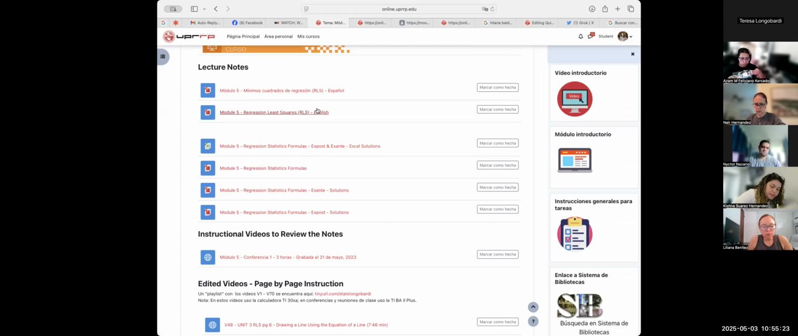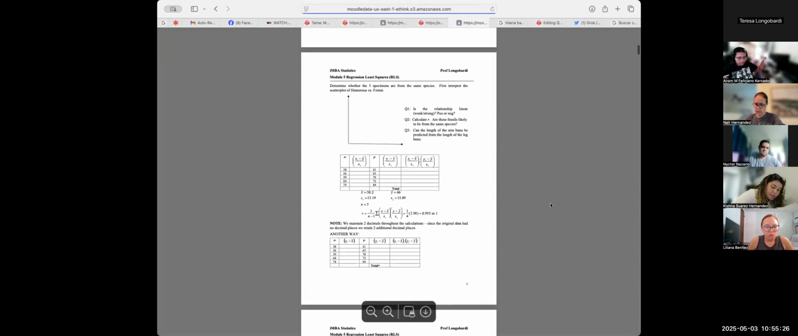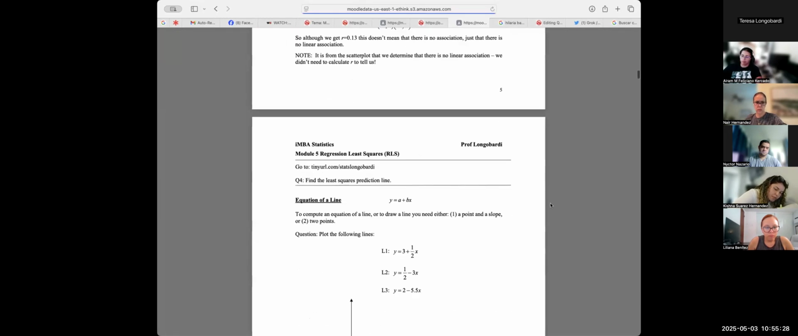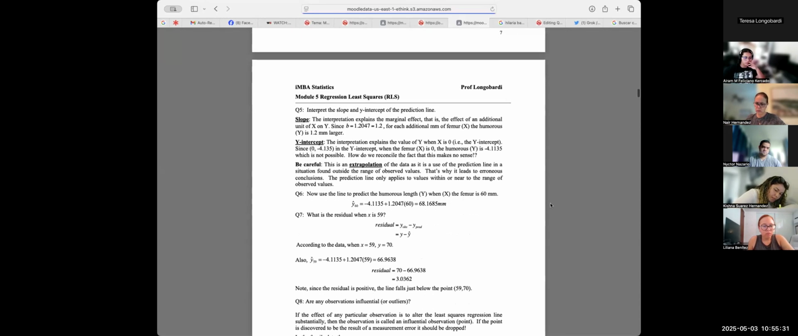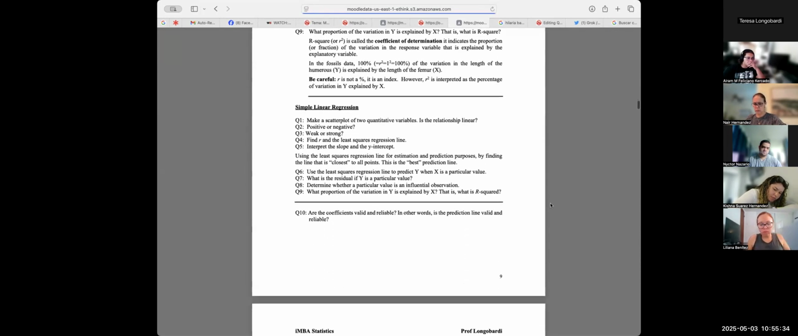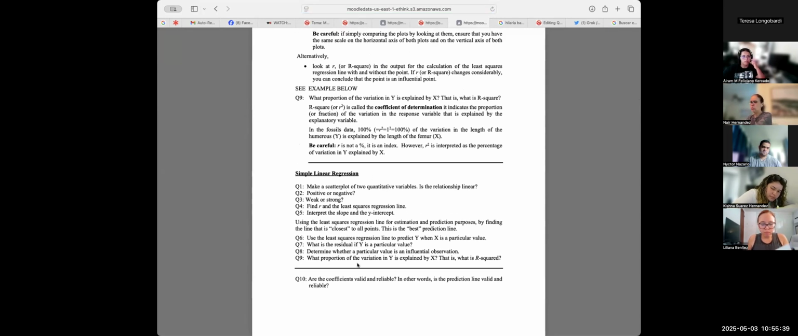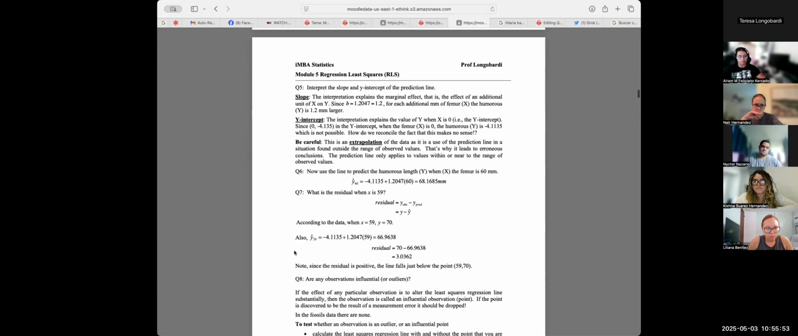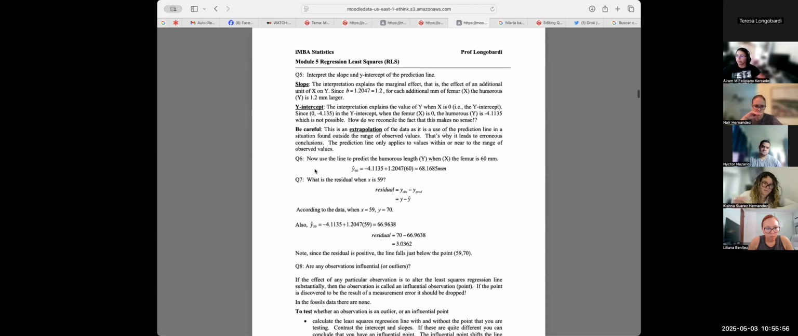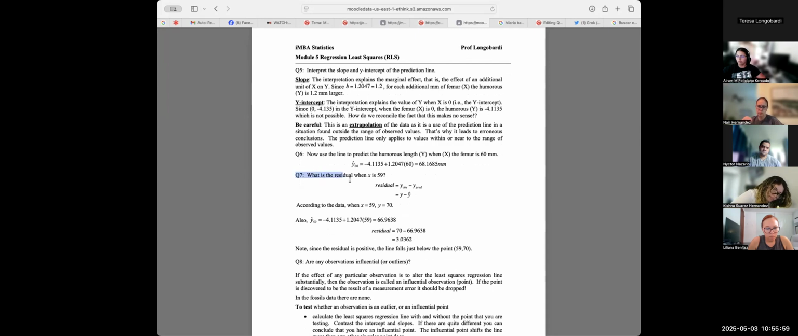Let's look at the English notes and slide or page. So I go step by step through the problems here, and I tell you, you don't have to do anything past page 9. And these are the kinds of questions I ask you. Question 7 is, what is the residual if y is a particular value? So what you're supposed to do is use the line that I give you and the observations. So question 7, what is the residual when x is 59?